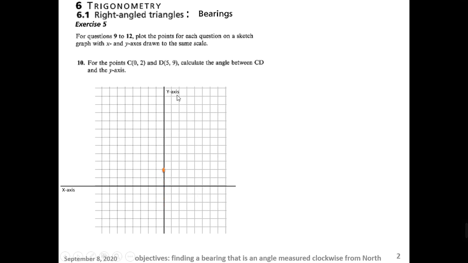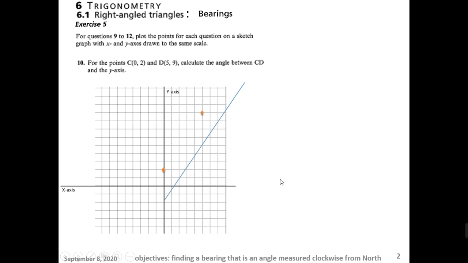This is C. Now, to plot D, you're going to start at the origin, and you're going to move on the positive x-axis towards the right 5 units. 1, 2, 3, 4, 5. You stop here, and then you need to move up since 9 is positive, 9 units. 1, 2, 3, 4, 5, 6, 7, 8, and 9. So the plotting of point D is as following.